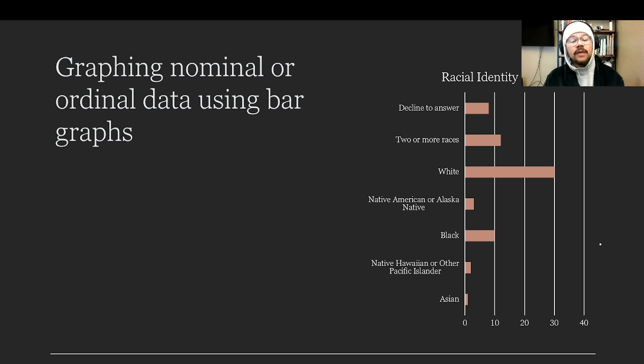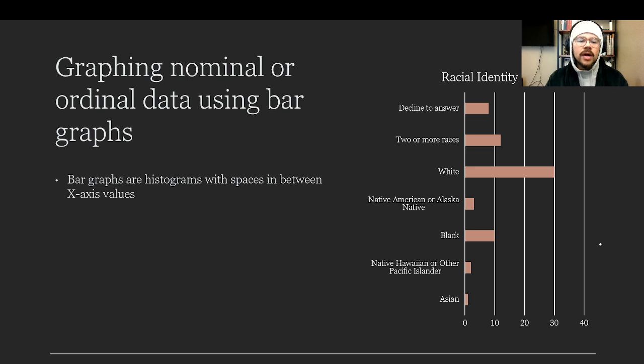Remember, nominal level of measurement is that which includes names or categories. Ordinal data is that which includes ranking or ordering. And so we would represent that kind of data using a bar graph. Bar graphs are histograms with spaces in between the x-axis values. I've inverted this particular bar graph such that the categories are on the y-axis. But notice that there is space in between each of these categories.